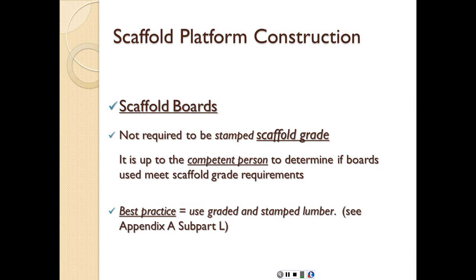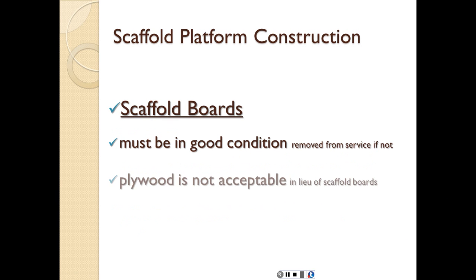Scaffold boards are not required to be stamped scaffold grade. It's up to the competent person to determine if boards used meet scaffold grade requirements. These are the ones used for planking, basically. The best practice is use graded and stamped lumber. This one is going to have the stamp that shows what capacity it can withstand before breaking or collapsing. The scaffold boards must be in good condition, and if not, they should be removed from service. Plywood is not acceptable. In lieu of scaffold boards, they have to be solid wood and not plywood.